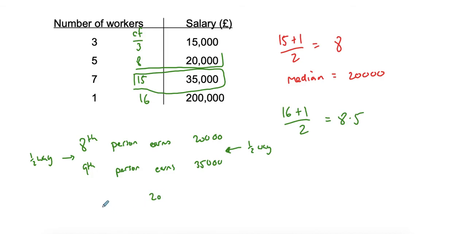Okay, so the median in this case would be 20,000 plus 35,000 divided by 2. Okay, halfway between 20,000 and 35,000, which would give you 27,500. All right. Now, one thing there is therefore how to find the median from grouped frequency tables.